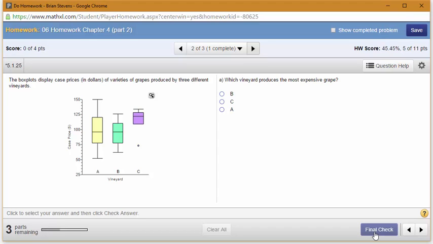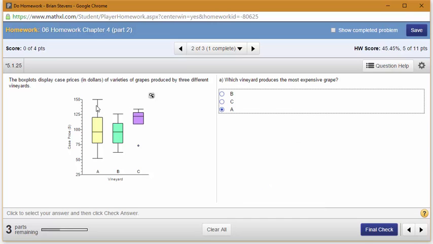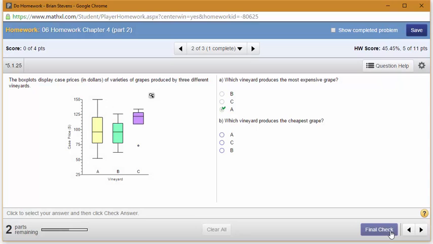With this in mind, we see one that looks a little bit weird, and this is the minimum value in Vineyard C, maximum value right up here. This is a weird one that sometimes tricks people. The group with the highest, most expensive grape would be Vineyard A, and we're just looking at the maximum value over here. So let's go ahead and final check that, and we are correct.